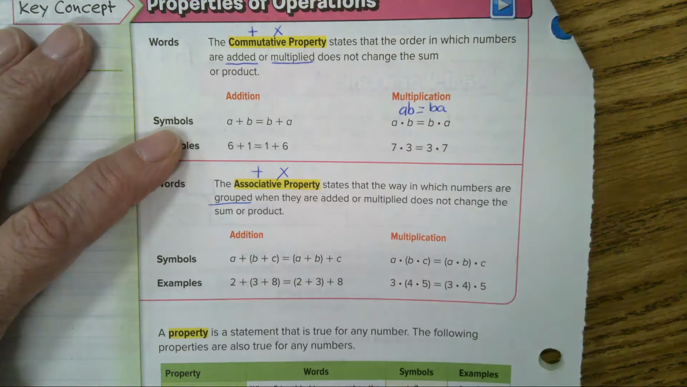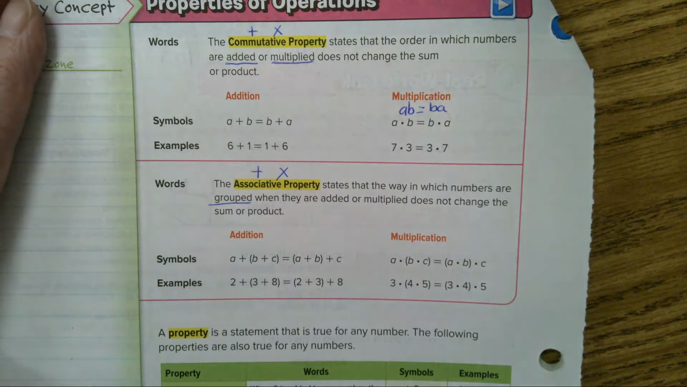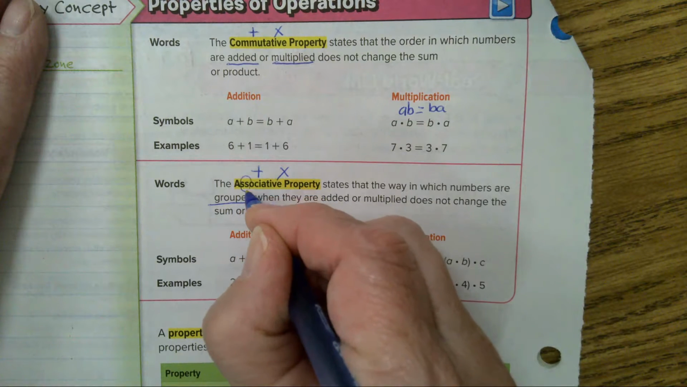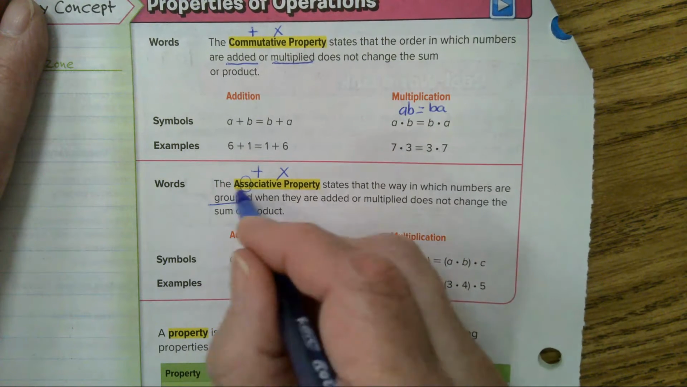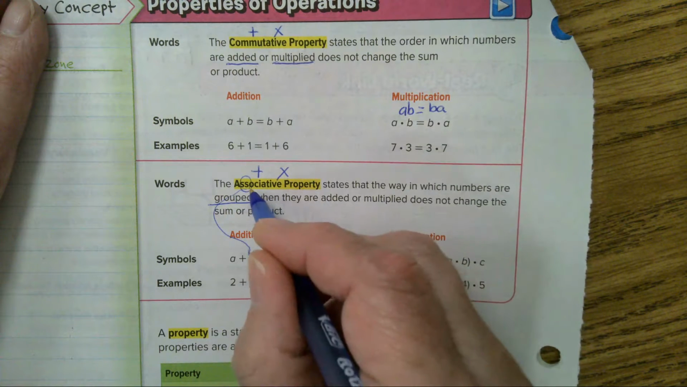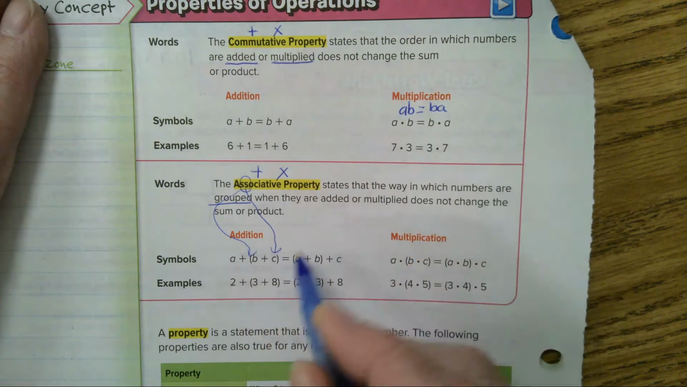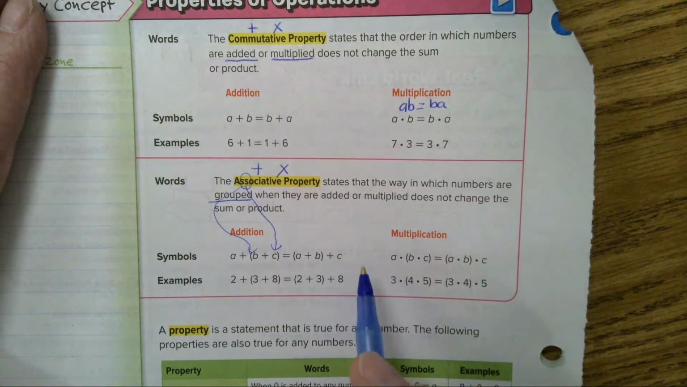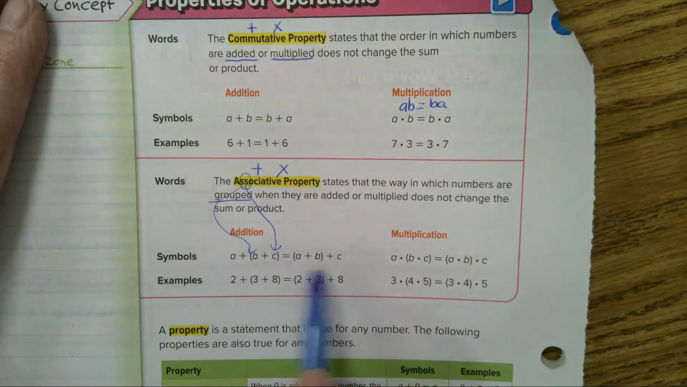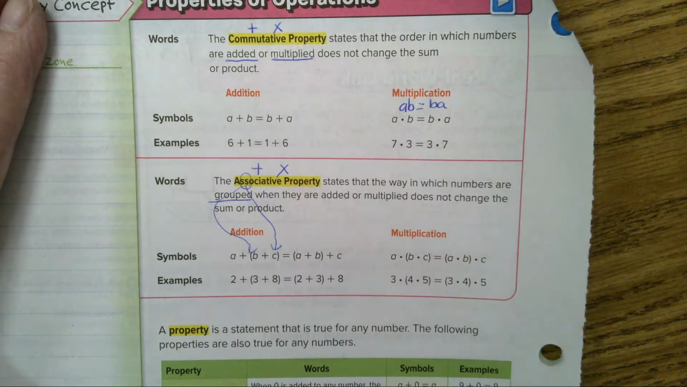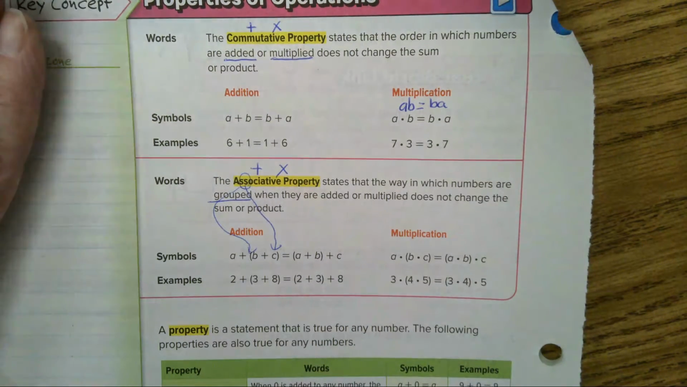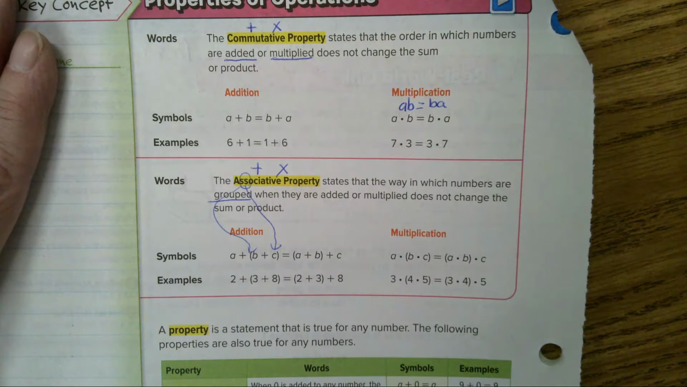Now, this is my story for associative. For commutative, I gave you the story of commuting. Associative has 2 S's. The S's are like little snakes. They slither around, and they are your grouping symbols. Associative property has the grouping symbols, and the grouping symbols move around. That might be a helpful tip. It doesn't have any mathematical background. It's just a little story to help you visualize the S's turning into snakes and moving around.